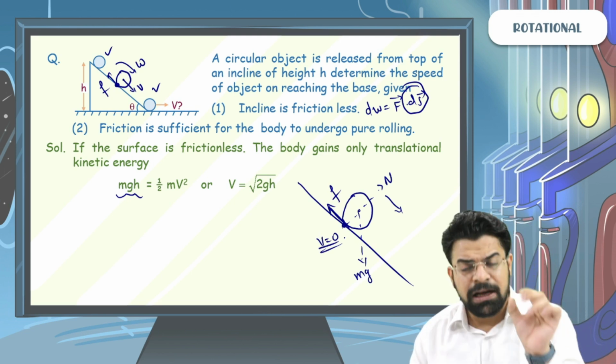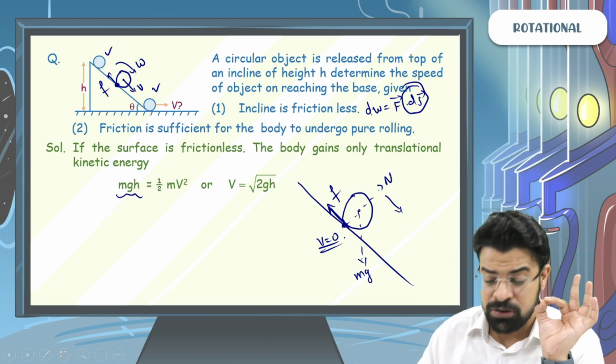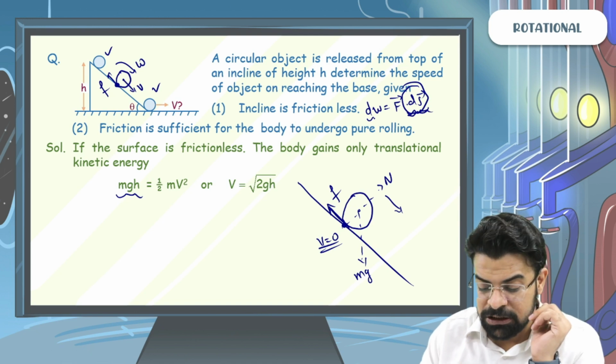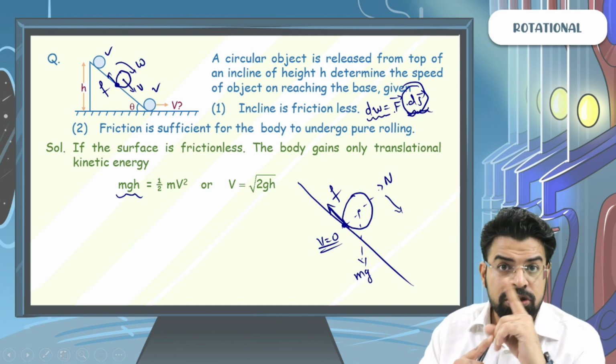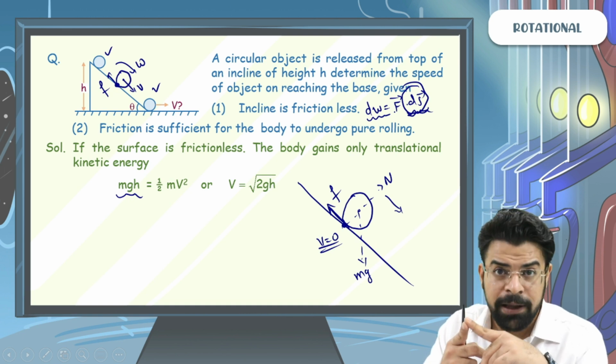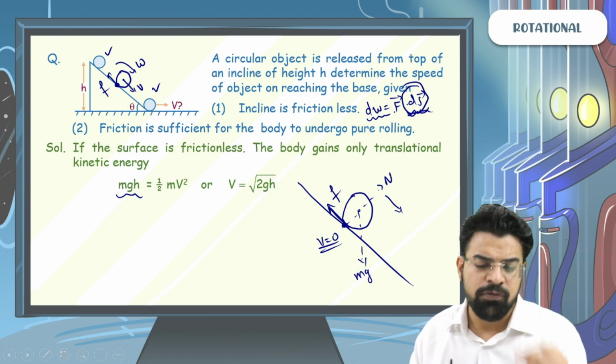So the infinitely small displacement of this point in an infinitely small frame of time will be 0. So ds will be 0. As ds will be 0, the infinitely small work done will be 0. So the work done by friction is 0. Why? Because there is no instantaneous displacement of the point of application of force.